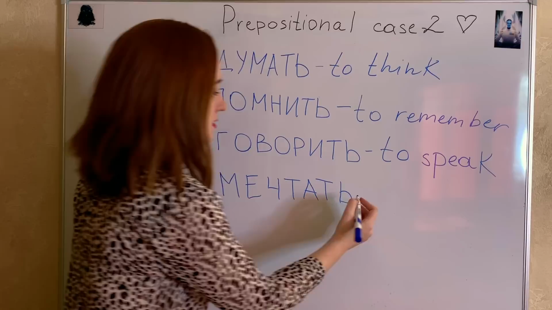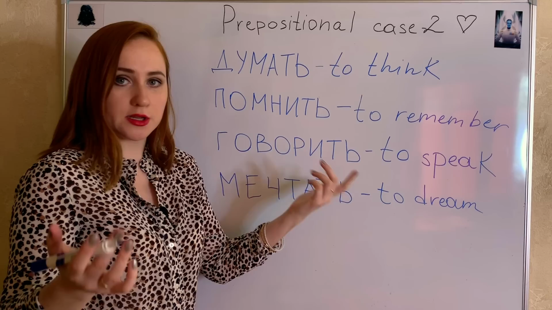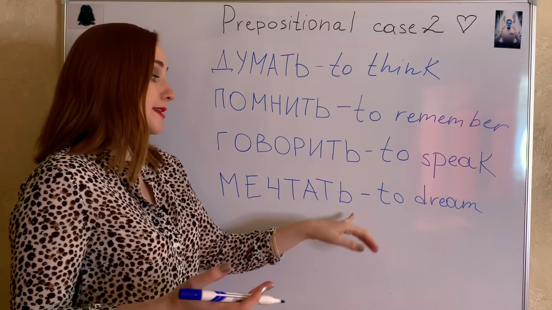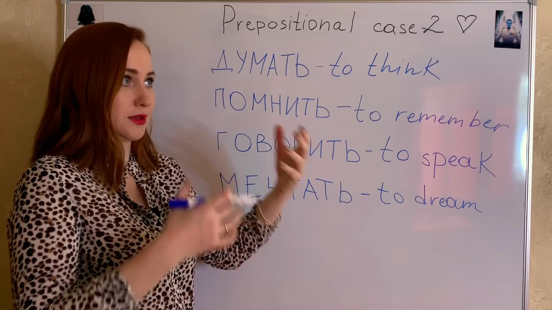Мечтать. To dream about something. Be careful, by the way, when it comes to the verb to dream. In English, it also has the meaning when you're sleeping and you're dreaming about something, like, I was dreaming about you last night. Not in Russian. In Russian, those will be two different words, okay? So here, it only means to have some dream, in reality, not while sleeping.